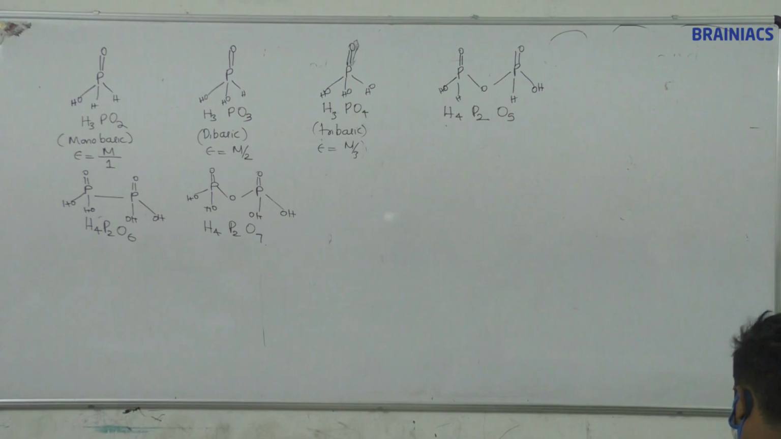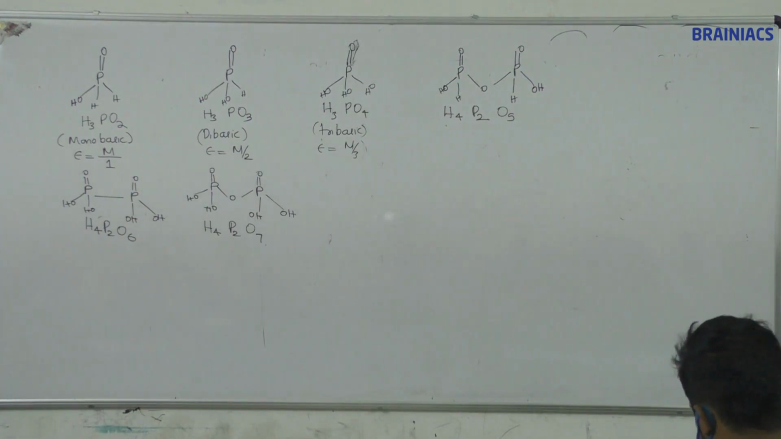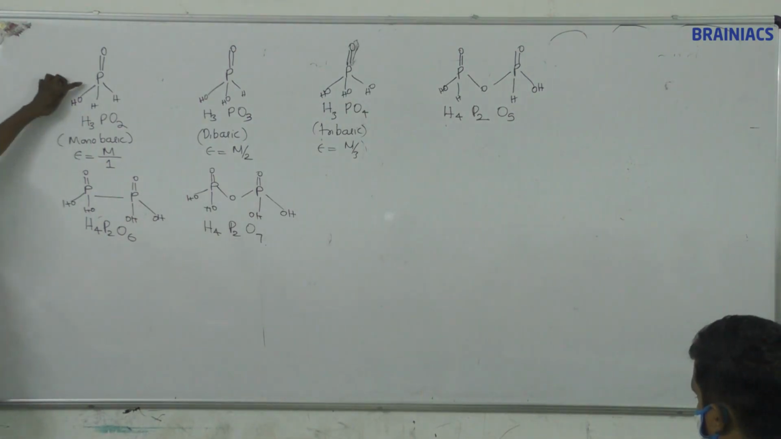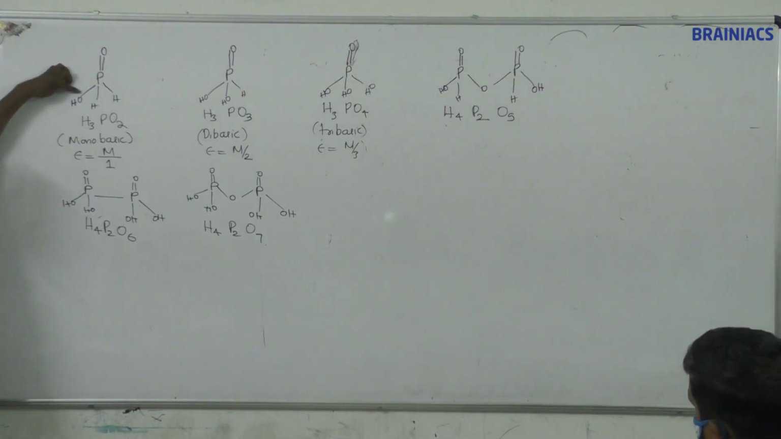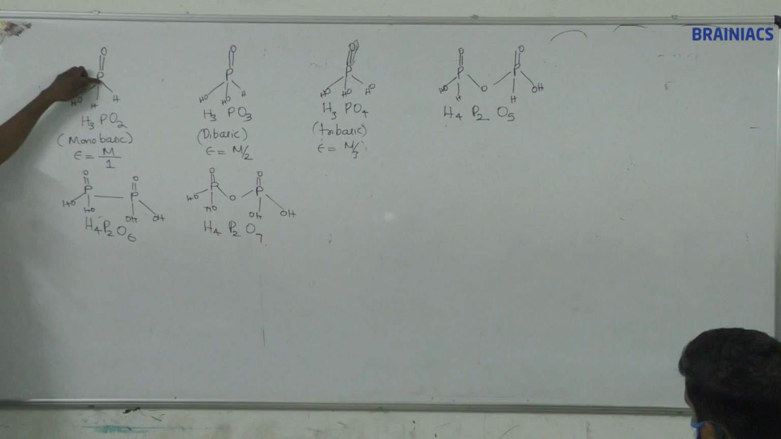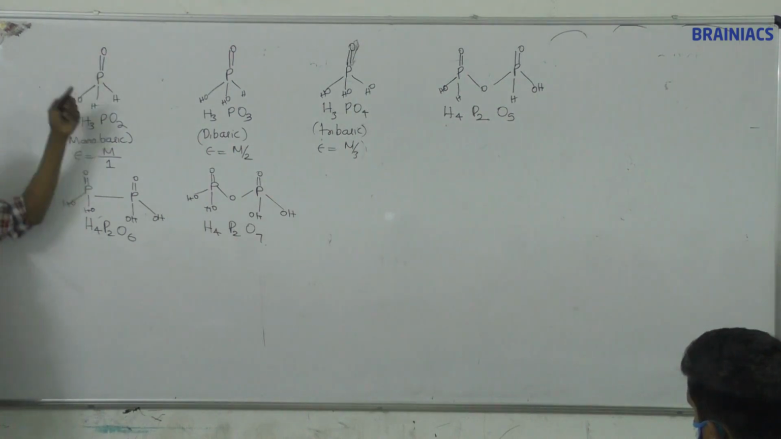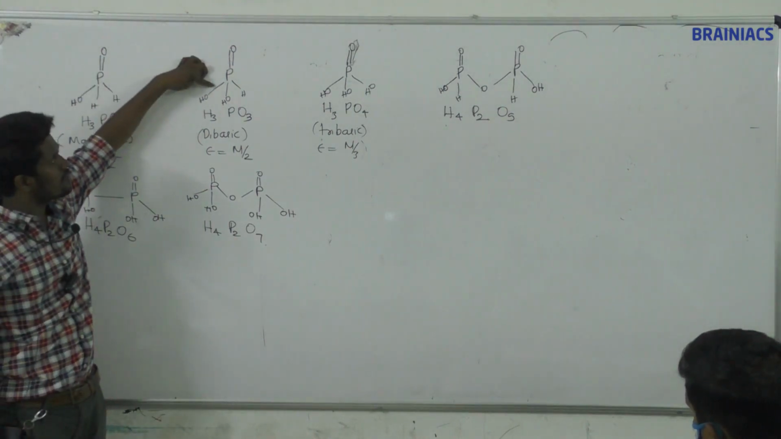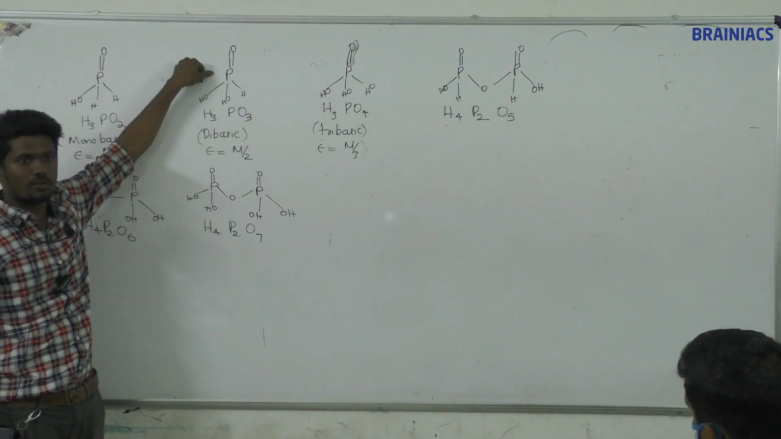Okay, so these are the oxo acids of phosphorus. So what is the oxidation state here? What is the oxidation state? -2, -1, +1, +1. So how much will it be?